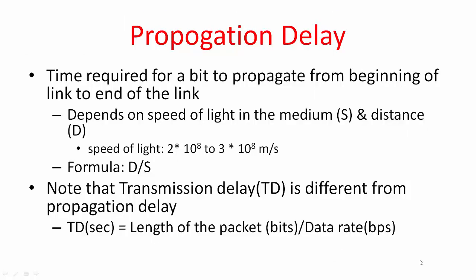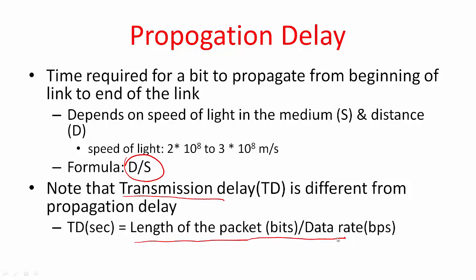So the final question, what is the time required for a bit to propagate from the beginning of a link to the end of the link? So this depends on the speed of light in the medium and the distance. It's basically given by d over s. One point I wish to emphasize is that the transmission delay is very different from the propagation delay. Transmission delay is related to how much time it takes to send the packet. So this is given by length of the packet over the data rate.